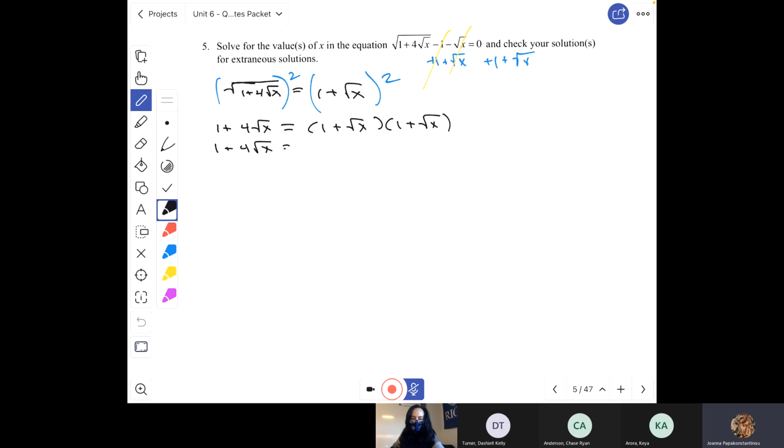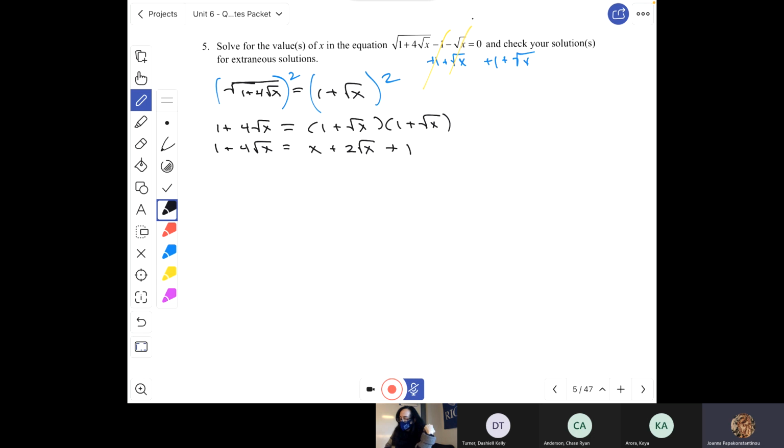X plus 2 times the square root of x. Can we all FOIL, combine like terms, and get that? I don't want to keep going until we all can get to this point. Might have to do it again. Okay, so from here or from the beginning? Yeah, from the 1 plus 4 times the square root of x equals.